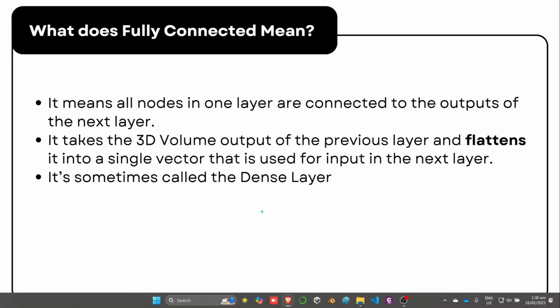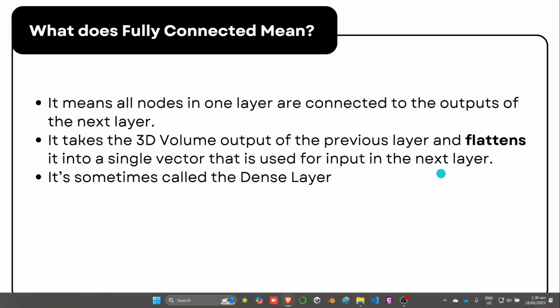So, okay. Firstly, what is fully connected mean? Well, it simply means all the nodes in one layer are connected to the outputs of the next layer. So I will describe that to you in the diagram shortly. However, just so you know, it takes the 3D volume output of the previous layer and flattens it into a single vector, and that is used for inputs in the next layer.